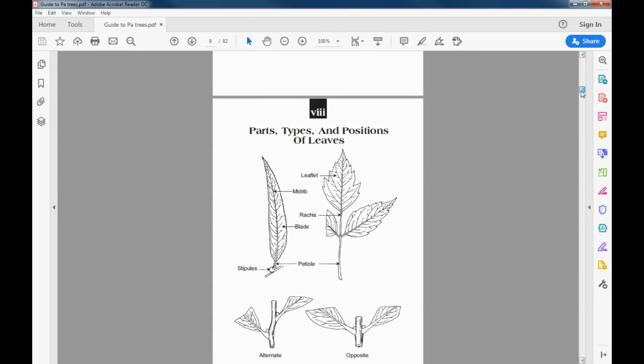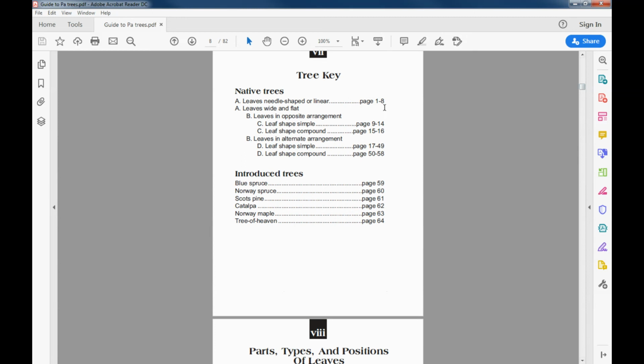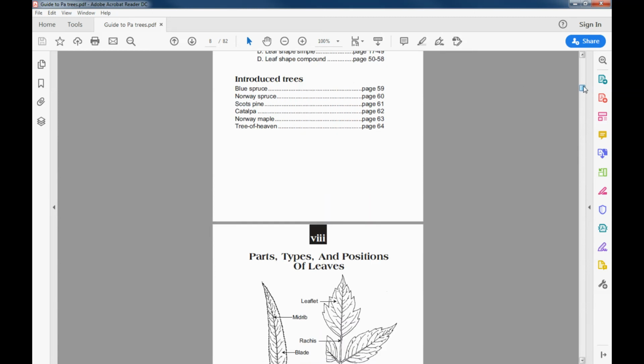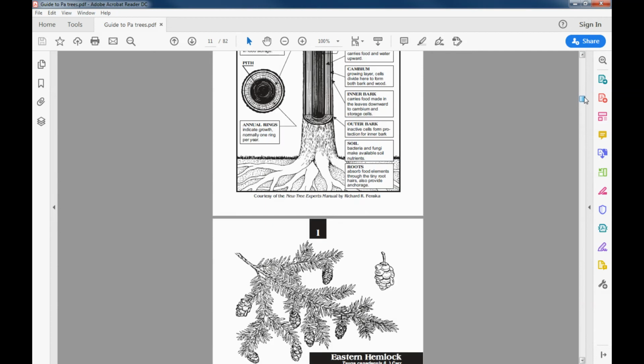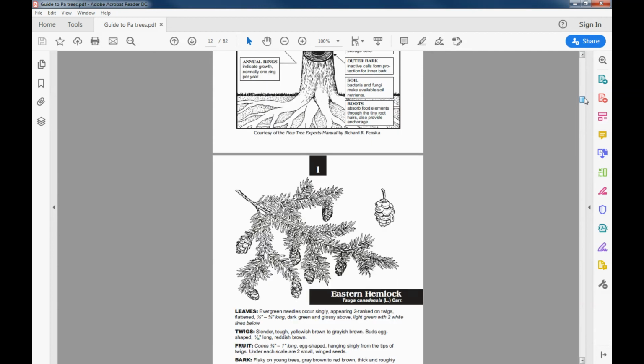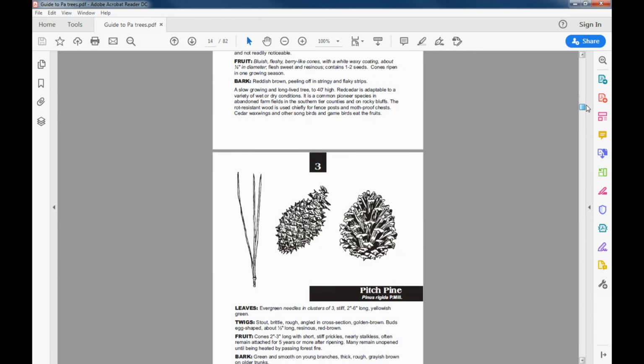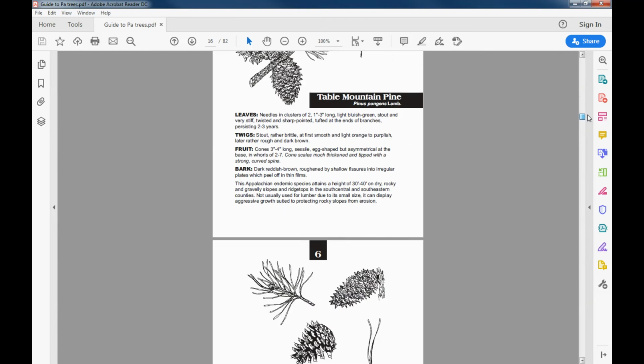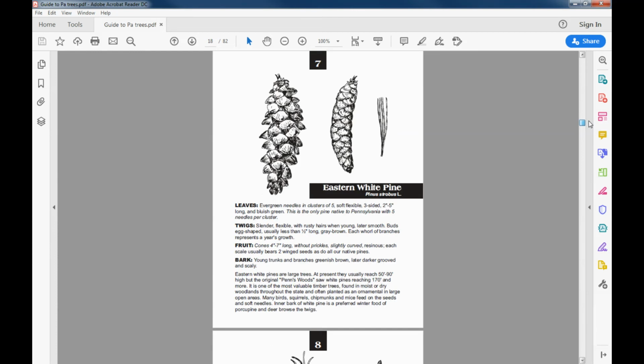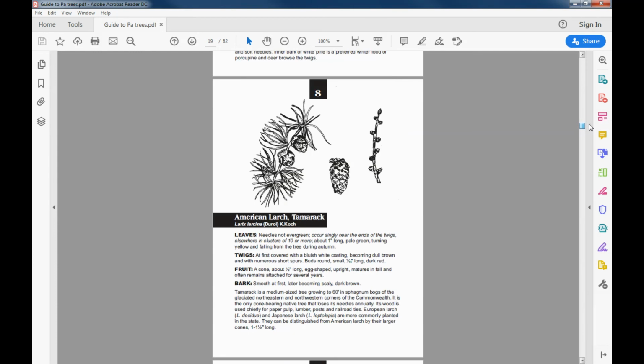If you think it's one of those, you're going to go to pages 1 through 8. This isn't every single tree. These are just the most common trees in Pennsylvania. So this should be able to identify most of the trees you would find in or around Ellwood City. You can see 1 through 8, we start with the eastern hemlock, we go down through the eastern red cedar, and keep moving down through until the last of these is the American larch.